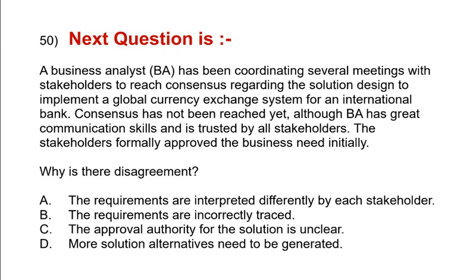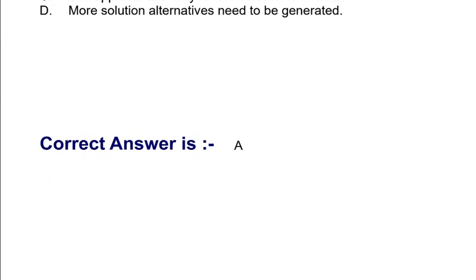Why is there disagreement? Option A, the requirements are interpreted differently by each stakeholder. Option B, the requirements are incorrectly traced. Option C, the approval authority for the solution is unclear. Option D, more solution alternatives need to be generated. Correct answer is option A.